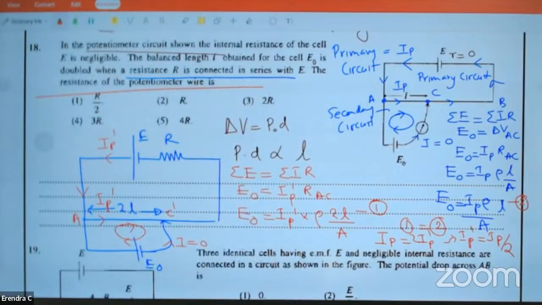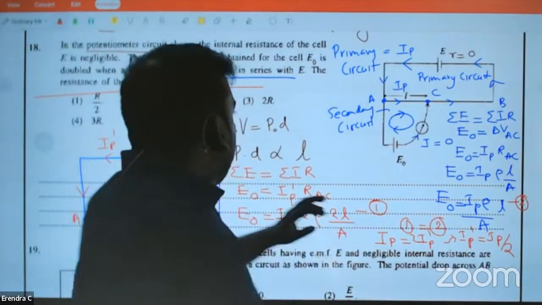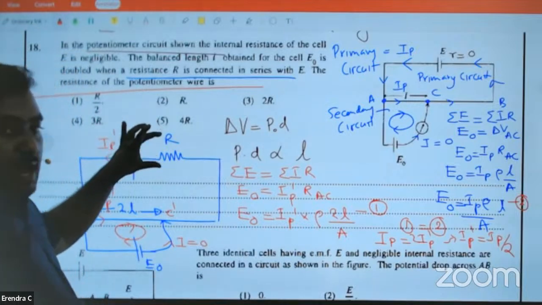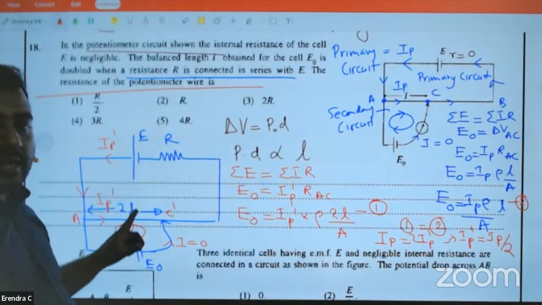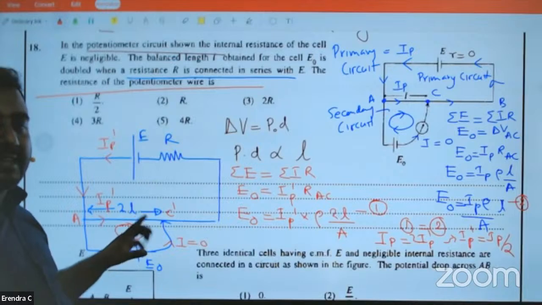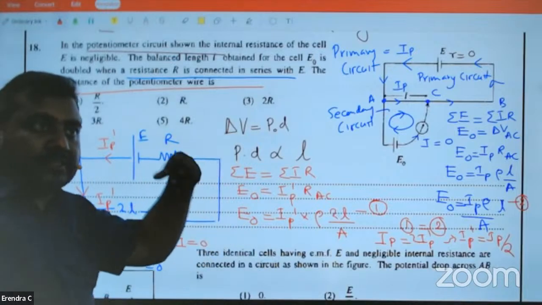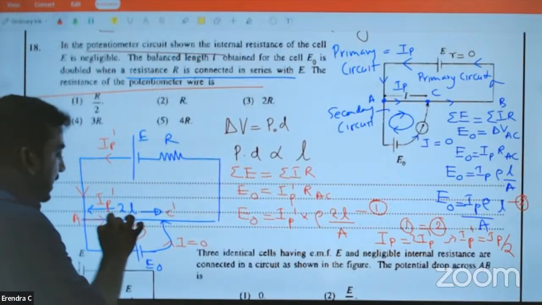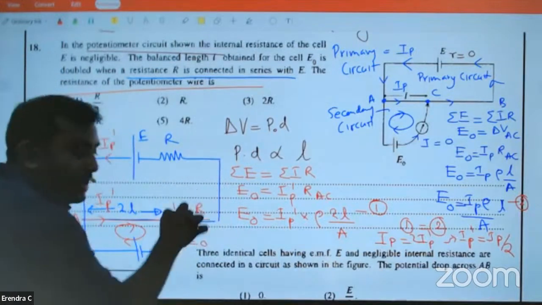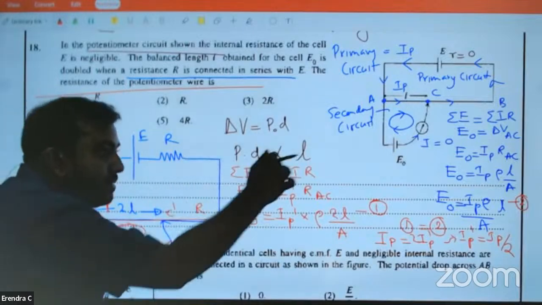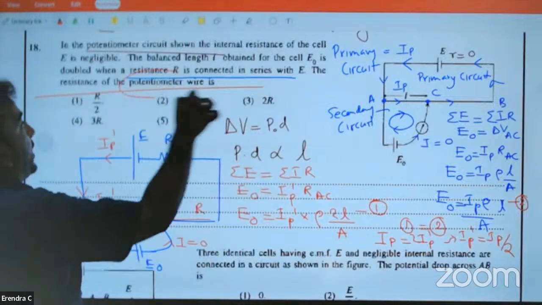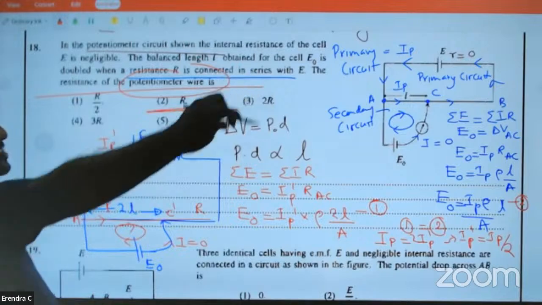They are asking you, what is the resistance of the potentiometer? Think carefully. When I put a resistance R here, current has become half, because the resistance has doubled. Initially the resistance here was how much? R. R and R means 2R, double. So the resistance of the potentiometer is R.